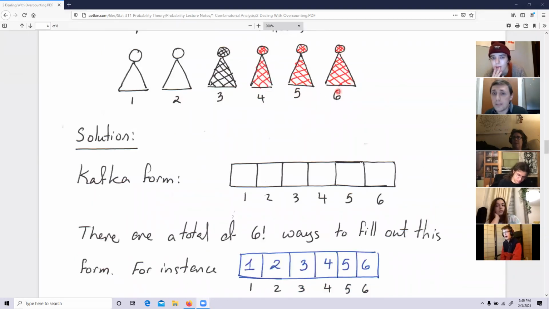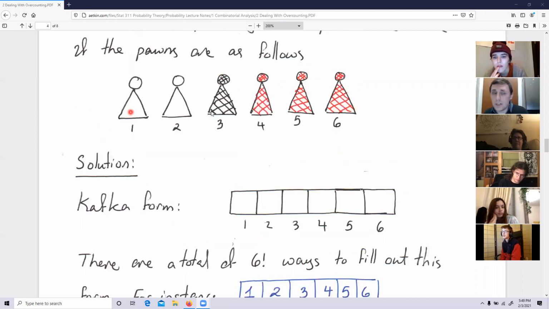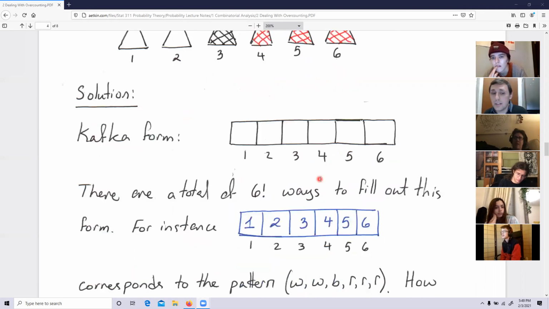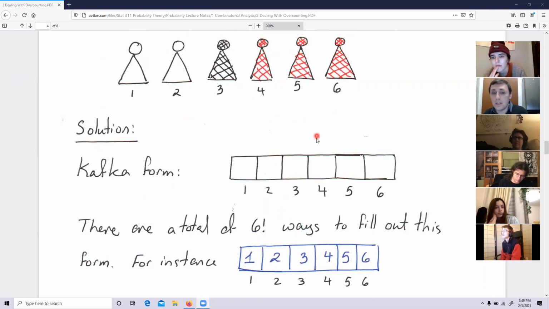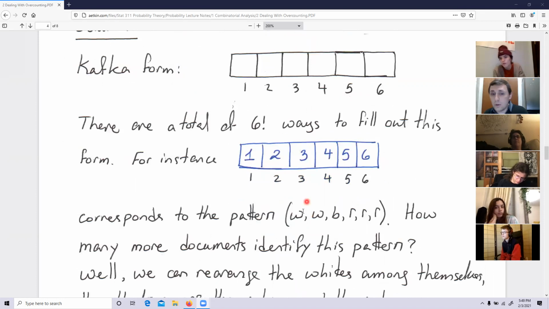So 4, 5, and 6 are the red pawns. 3 is the black pawn. 1 and 2 are the white pawns. So then I can produce documents. I will produce 6 factorial documents. Do you agree? Because arranging them in order is just all the possible sequences of 1, 2, 3, 4, 5, 6, right? So the pattern you're seeing over here is represented as 1, 2, 3, 4, 5, 6. And this code identifies the distinguishable pattern white, white, black, red, red, red.